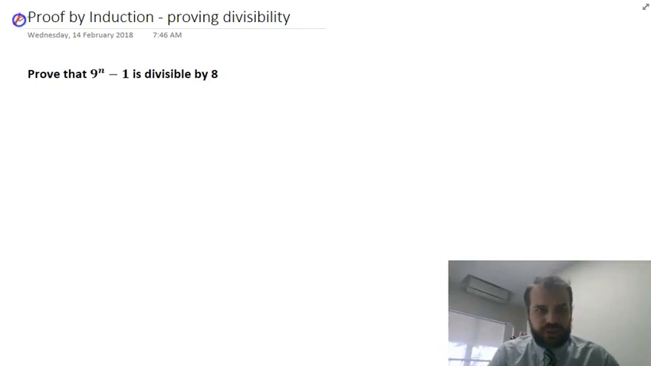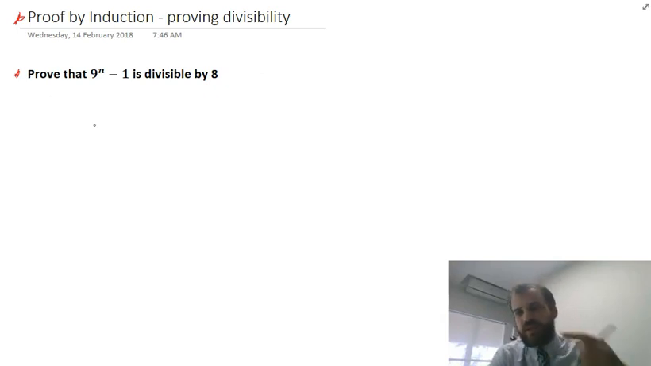So we're doing a proof by induction here. This time we're going to be proving divisibility. Now, best just to look at an example so you can see exactly what we mean by that. We're going to prove that 9 to the n minus 1 is divisible by 8. Now, I'm going to do this the way that most people do it.